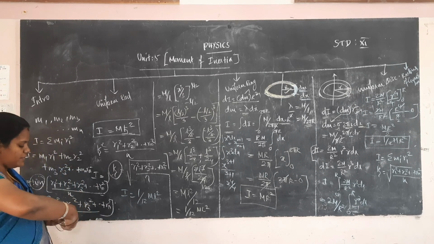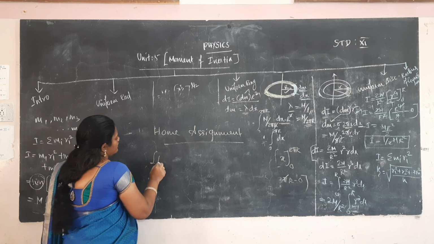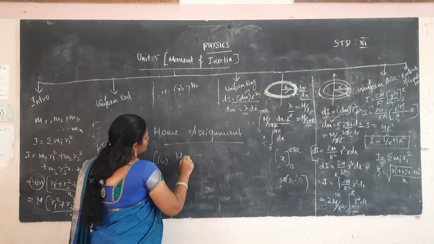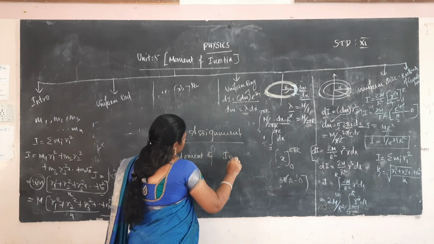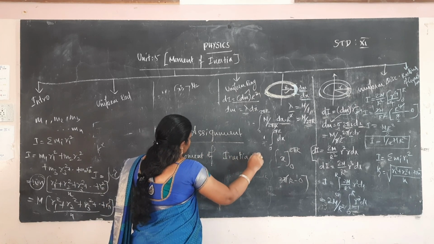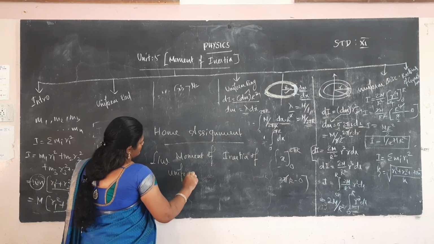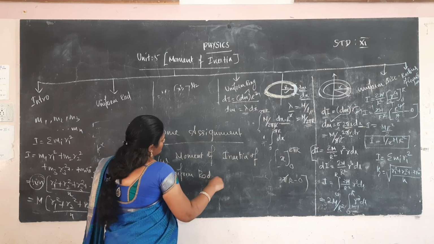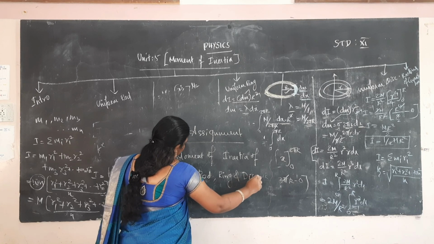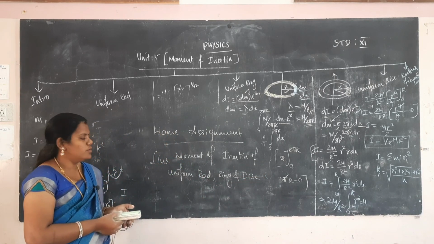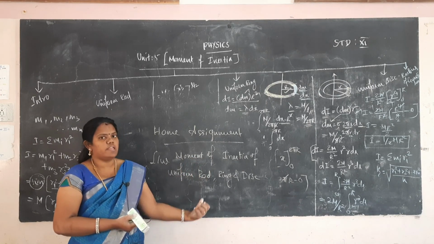Home assignment for today's session: learn and write the moment of inertia of a uniform rod, ring and disc. Okay students, note down the homework. Learn and write the moment of inertia of uniform rod, ring and disc.